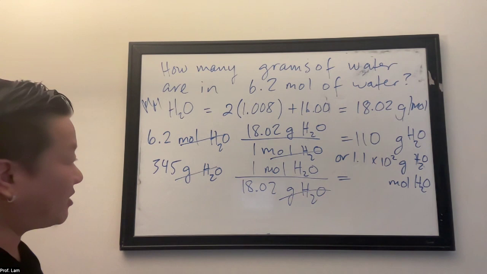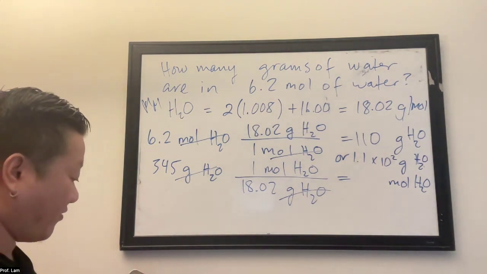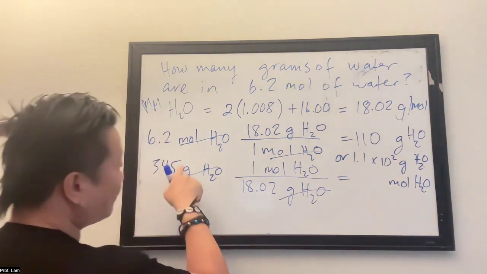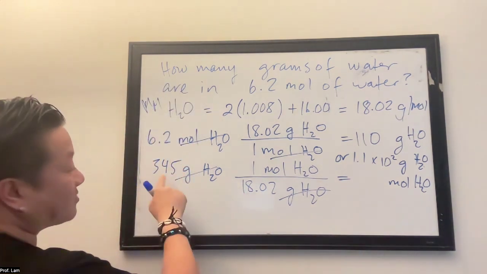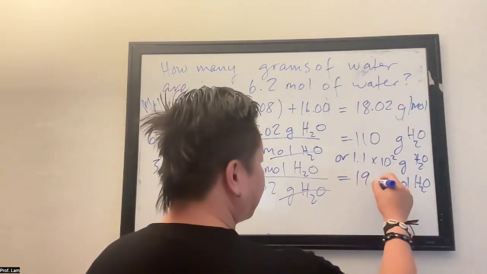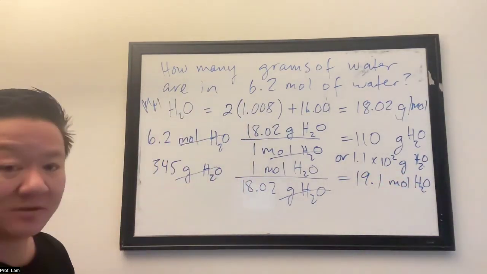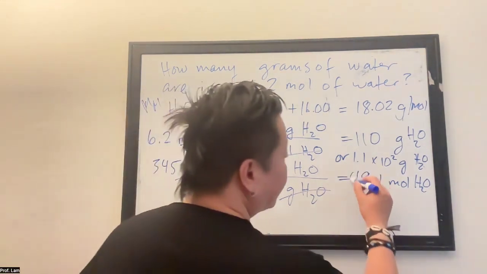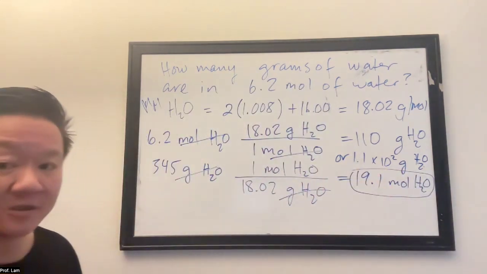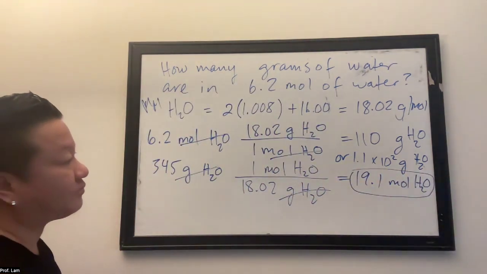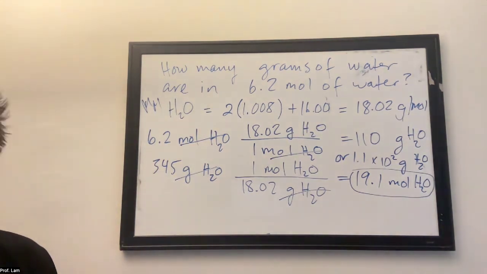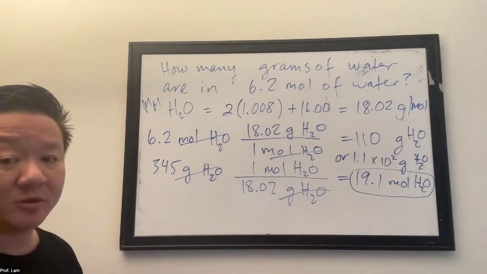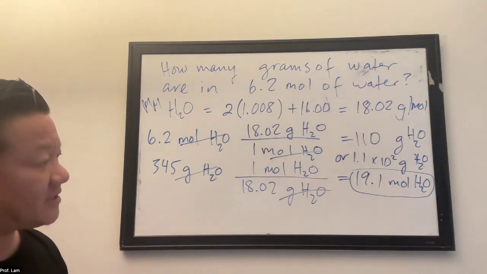Okay, so let's punch that in. 345 now divide by 18.02. And that's 3 sig figs, right? This is 4 sig figs, this is 3. So we need to round it to 3. It's 19.1 moles of water. Okay. So that's pretty much it for going between grams and moles. A review again, you guys have seen this before.